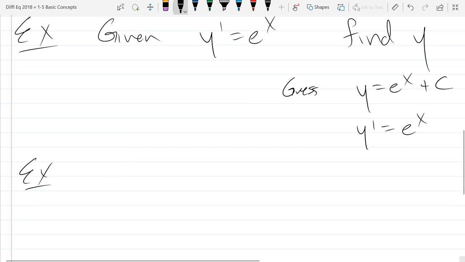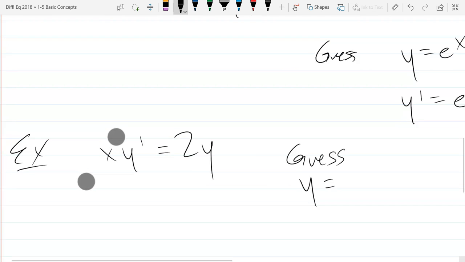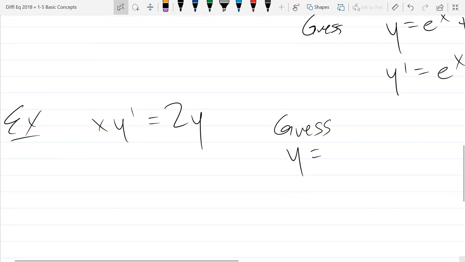So we'll do another example. This one's a bit more tricky, although if you're clever, you might be able to figure it out. Any brave students want to guess? x y prime over 2. It's got to be just a function of x, so I can't put any y's over here.